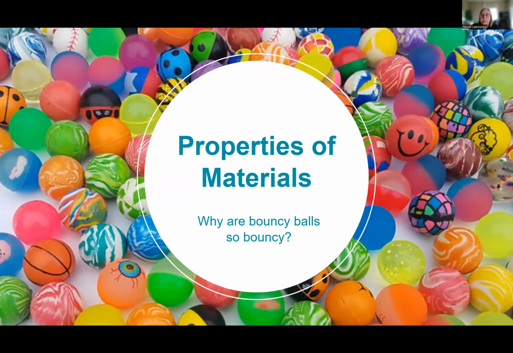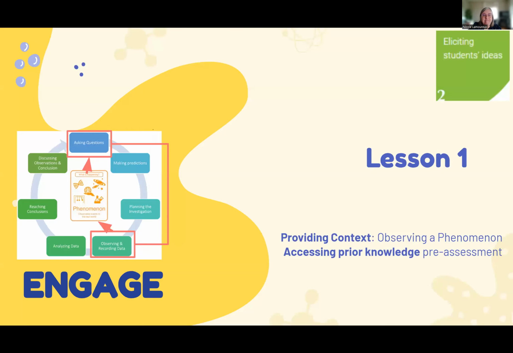Okay, so we're going to walk through the lessons now and how they unfold. The investigation they're going to start with is about why bouncy balls are so bouncy. So the first lesson is going to help students ask questions. But in science, when scientists are asking questions, it's not always starting with a question. They actually notice something and observe it. So we have to provide that context for our students. And by doing this, we're going to access prior knowledge and find out what they already know.